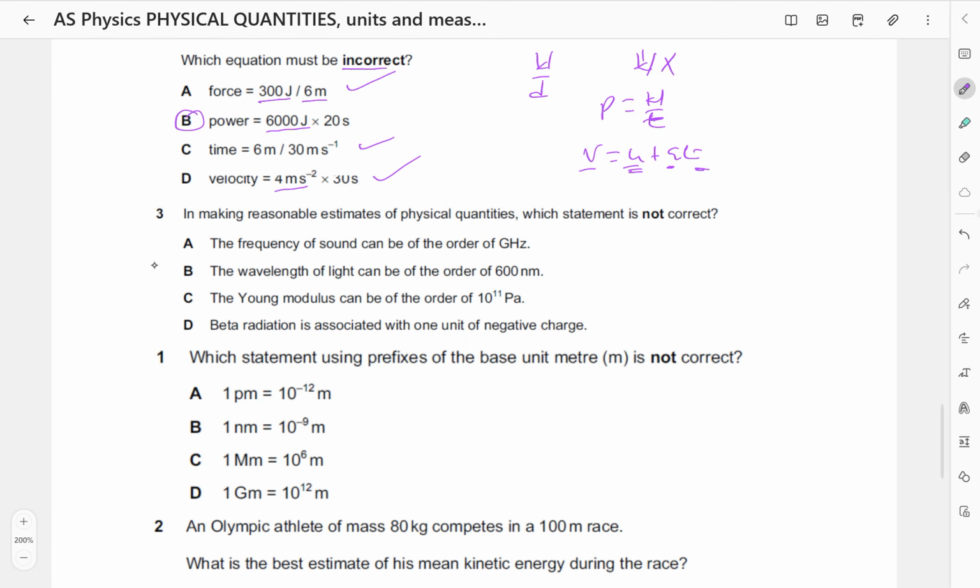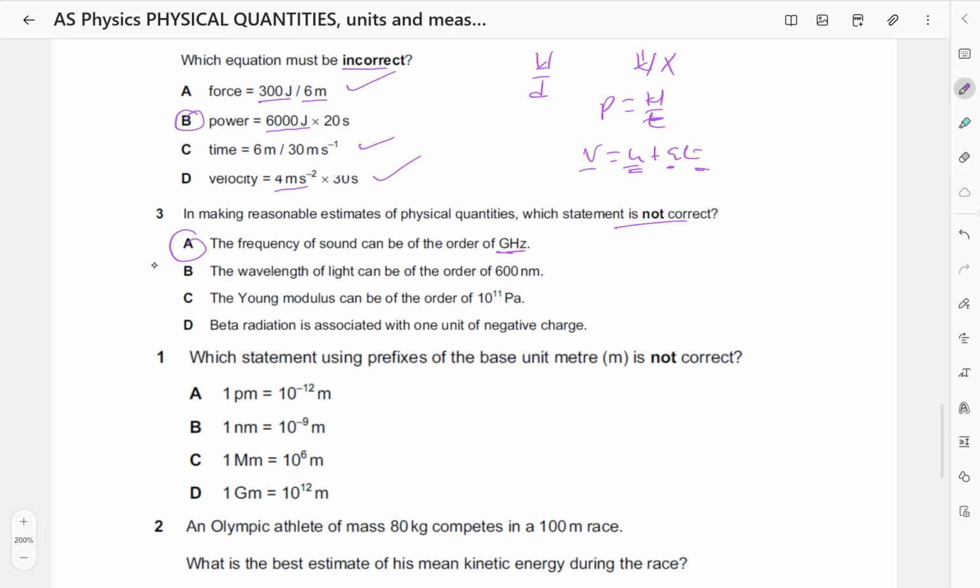In making a reasonable estimate of physical quantities, which statement is not correct? The frequency of sound can be of the order gigahertz. Because sound has a longer wavelength, its frequency is very low. So this one is incorrect. Because sound has a longer wavelength, it can undergo diffraction. You can hear someone behind a corner. So its frequency cannot be of the order gigahertz. It is very low.